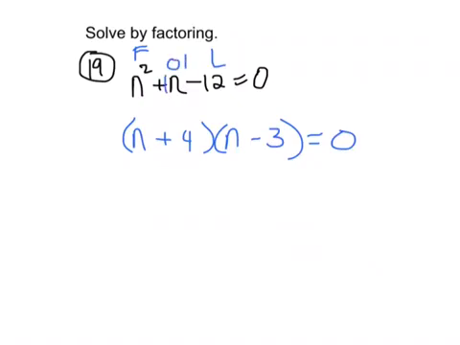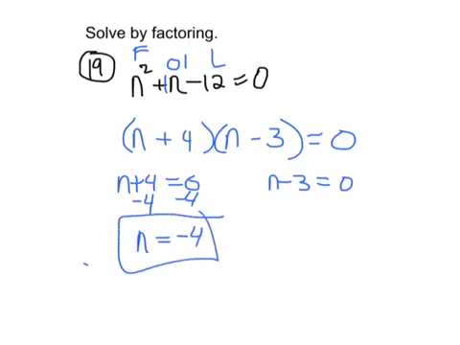Okay, so now that the problem's factored, we can set each parentheses equal to 0, so n plus 4 equals 0, and n minus 3 equals 0. So solving those, subtract 4, n equals negative 4, and add 3, so n equals 3, and we have our answers to our equation.